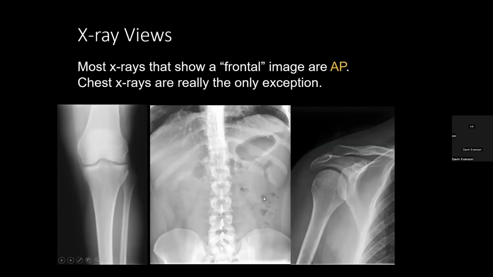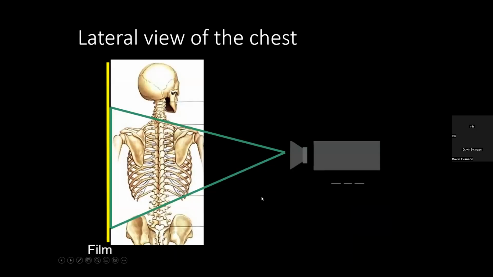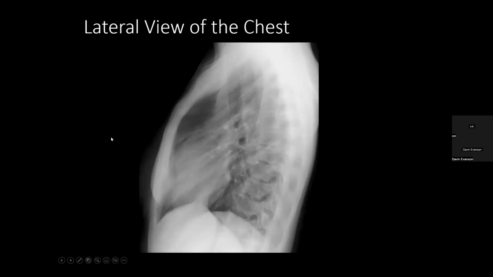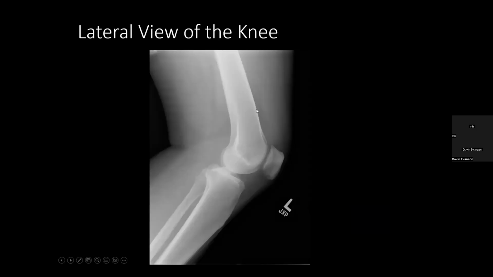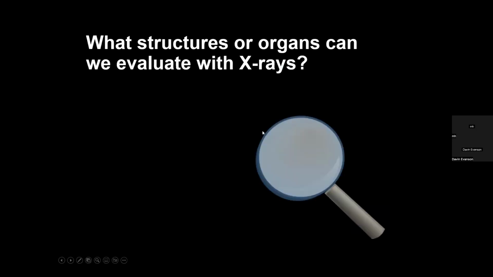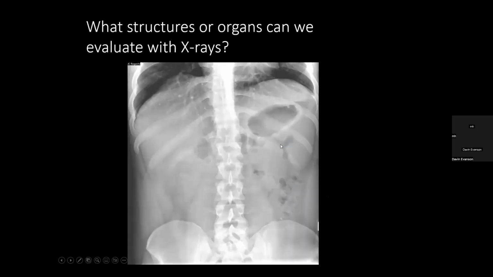Okay, here's some other structures. Lateral view. So again, X-ray beams are going this way to the detector, and you get a nice lateral radiograph there. We see the spine, posterior, anterior, a lateral view of the knee, again, anterior, posterior, and things we're looking for.